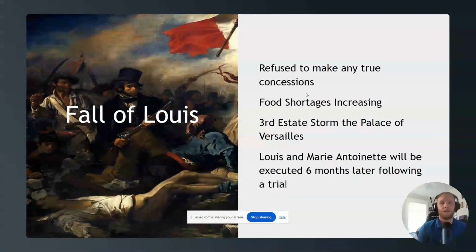This leads to the fall of Louis. So King Louis is shocked by all this. He says he will make concessions, or he'll meet the demands of some of the peasants, but he never does. So he refuses eventually to make any true concessions. Food shortages are still increasing.